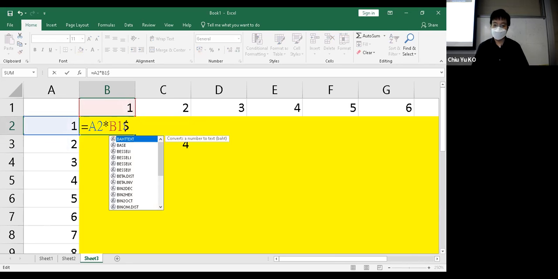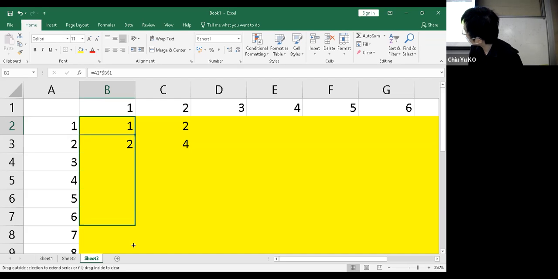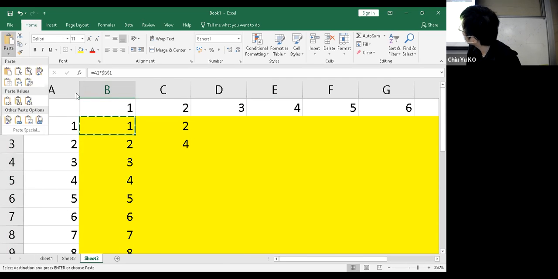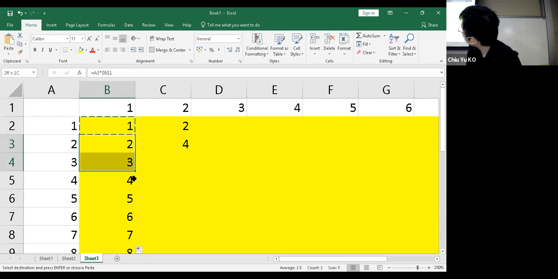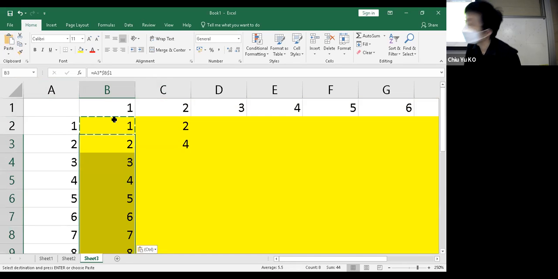Oh, sorry, you will get $B$1, right? And then you just copy and paste, or the easiest way, if you use a PC, is to just drag it down. Or you just copy, and then you highlight them all, and then you paste. And the same thing. Okay, so this is how you get your first column.